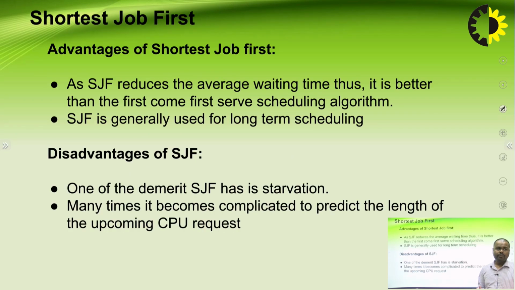The advantage of shortest job first is that it reduces the average waiting time because it is better than the first come first serve scheduling algorithm, and SJF is generally used for long term scheduling. The disadvantage is starvation. One of the demerits is starvation, and it is complicated to predict the length of the upcoming CPU request.